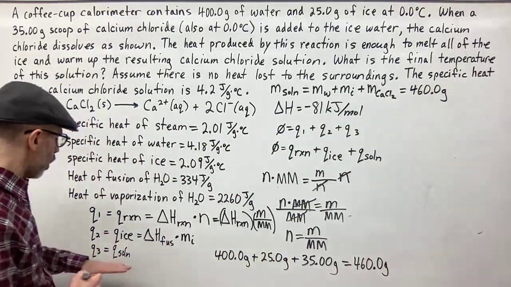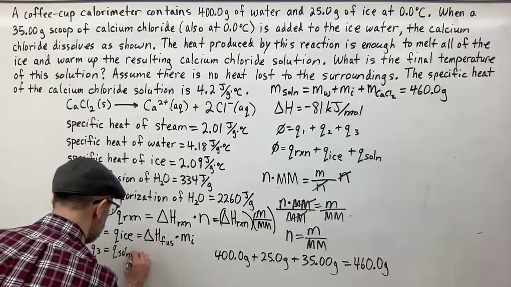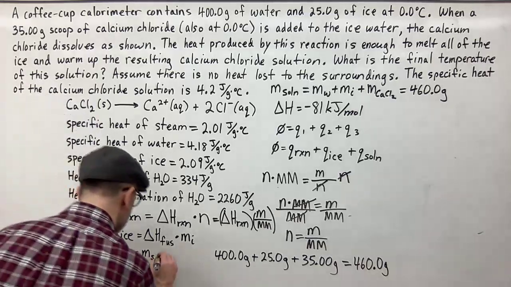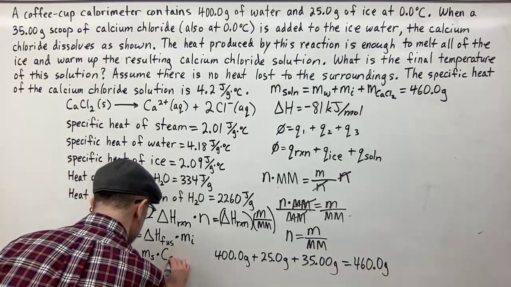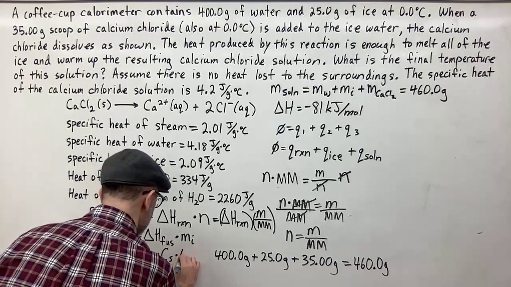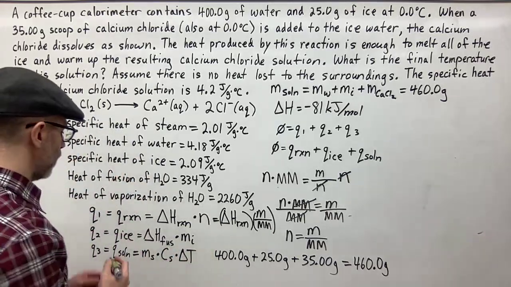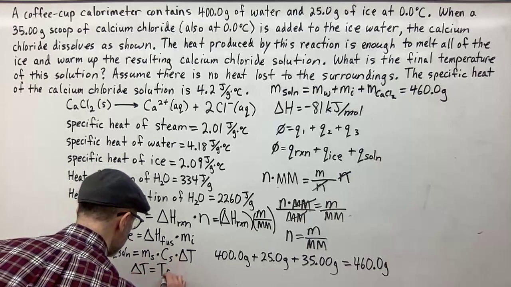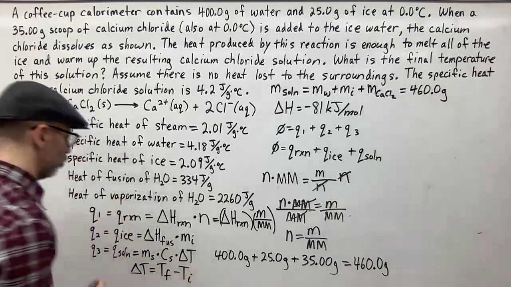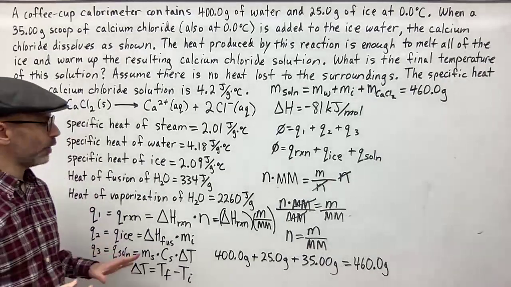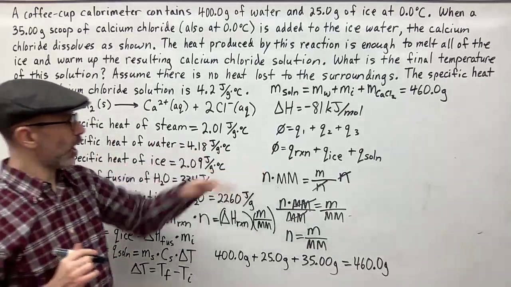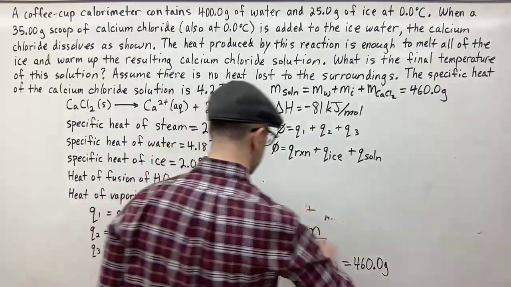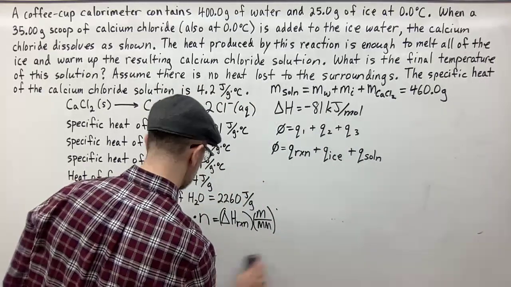Okay, so that means that this is going to be equal to the mass of the solution. I'm going to put S for solution, multiplied by the specific heat of the solution, multiplied by the change in temperature of the solution. And remember, change in temperature is equal to final temperature minus the initial temperature. Now we are ready to plug everything into our equation. Let me go ahead and erase some of this stuff to give myself some room.